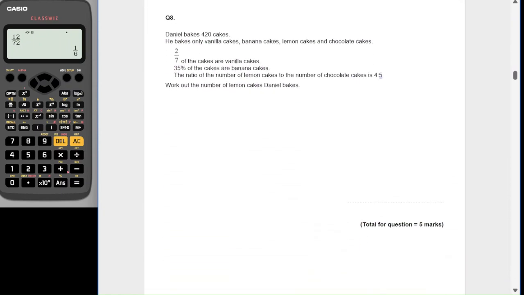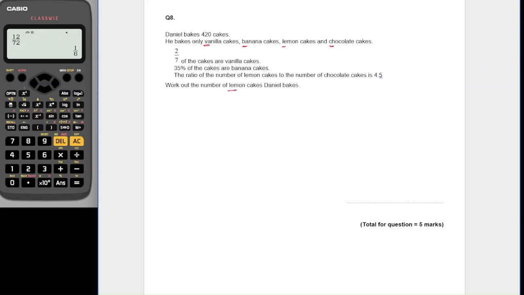Question 8. Daniel bakes 420 cakes. He bakes only vanilla, banana, lemon and chocolate cakes. 2/7 of the cakes are vanilla, 35% of the cakes are banana. The ratio of the number of lemon to the number of chocolate cakes is 4 to 5. Work out the number of lemon cakes.